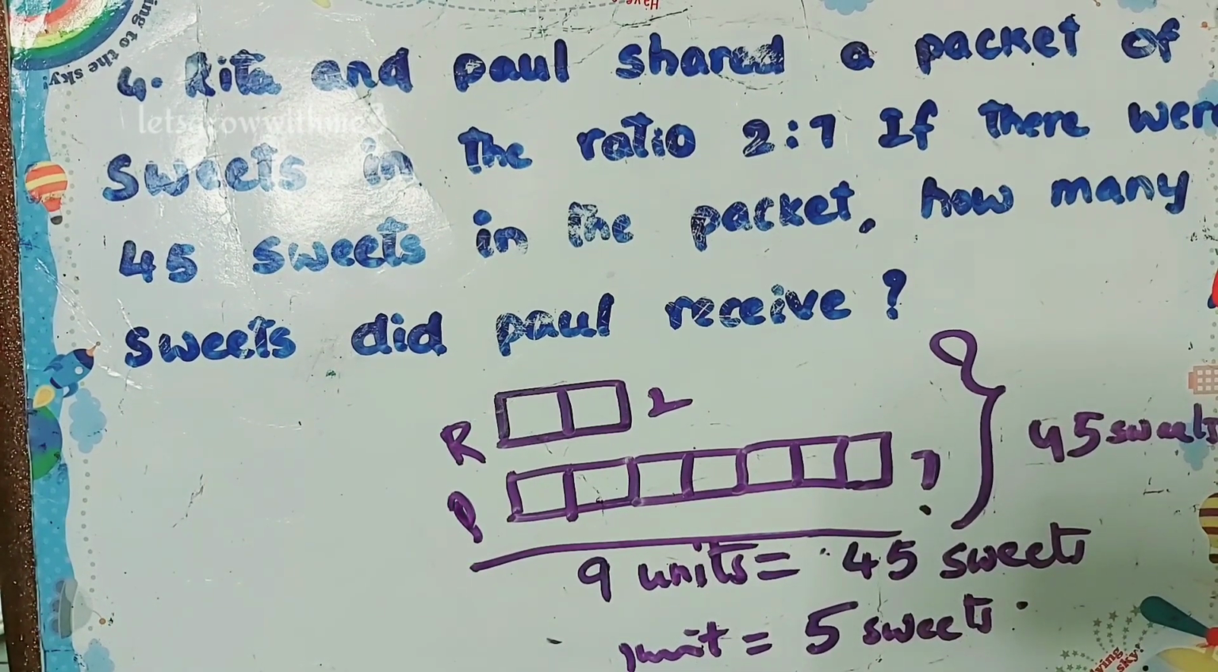So that's it. First of all, what you need to do, you need to make the quantities equal, then we need to compare, then we will get at least the 1 unit value, then we can find whatever they are asking. That's it for today's session.